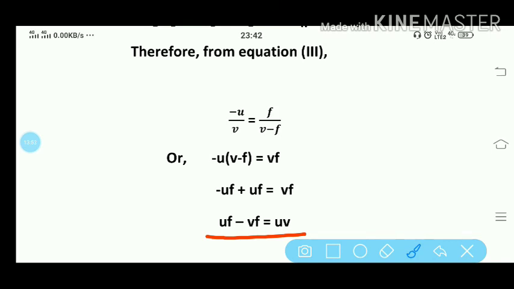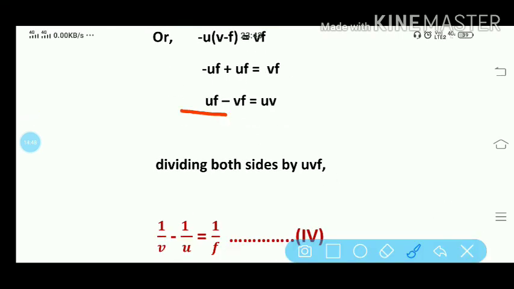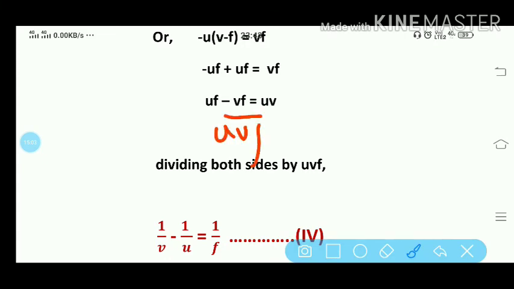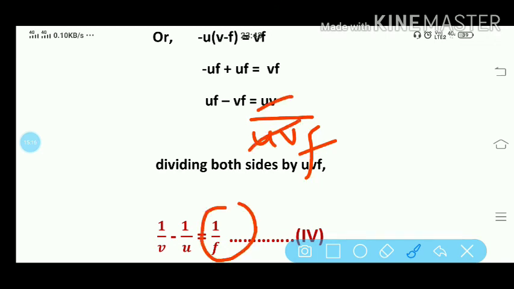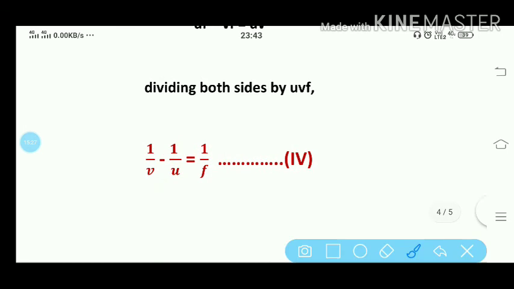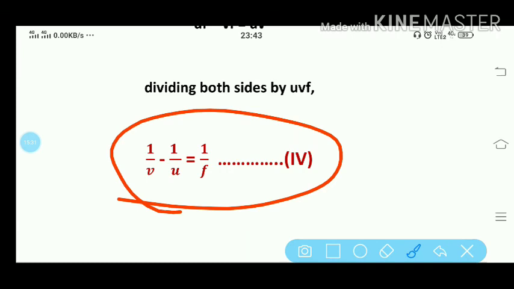Now we'll divide both the sides by UVF. Dividing both sides by UVF, we get terms with U, V and F. So U and F cancel, here we'll get 1 by V. In the second case, if we divide by UVF, F and F cancel, V and V cancel, so here we'll get 1 by U. Again, for the third case, UV and UV cancel, and here we'll get 1 by F. So, dividing both sides by UVF, we get our formula 1 by V minus 1 by U is equal to 1 by F. This is for convex lens.